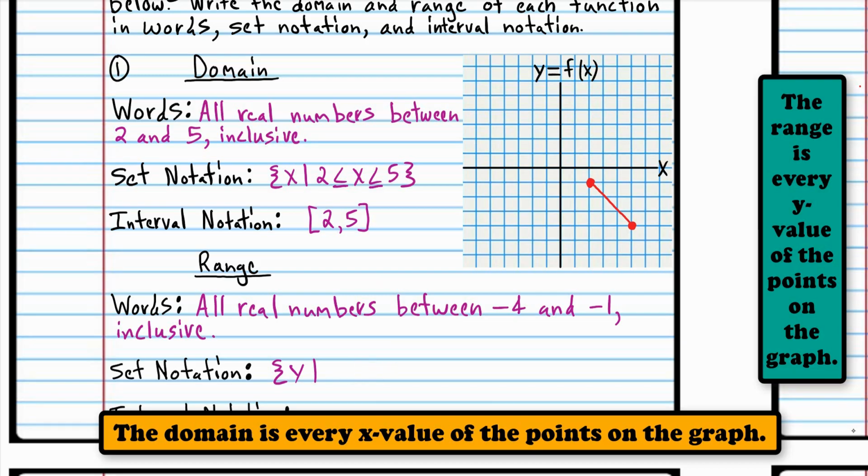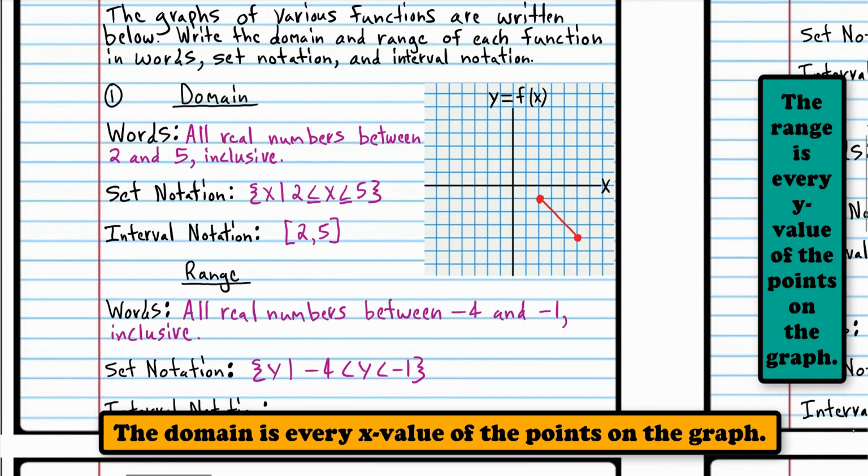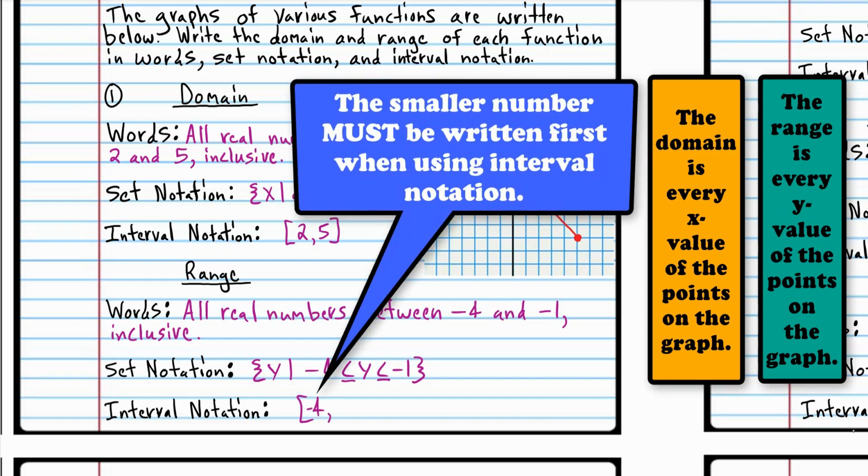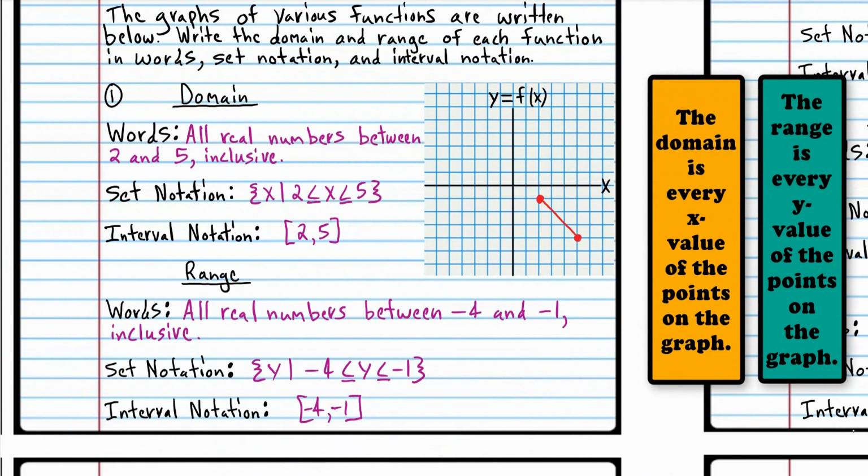Actually, we have to start with -4. You want to start with the smallest number. That's the best way to do it. And we have to say less than or equal to. So we have to have less than or equal to symbols there. And the range in interval notation is a bracket, -4, -1, and then another bracket. Again, the brackets mean that -4 and -1, the endpoints, the y values of those endpoints, they're part of the range.